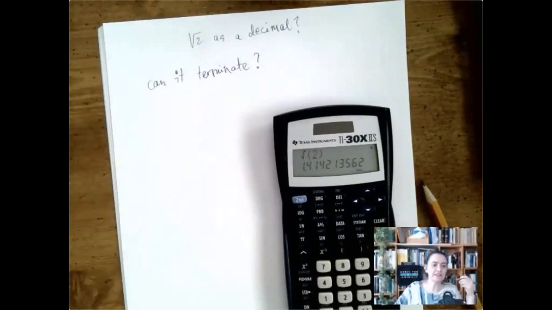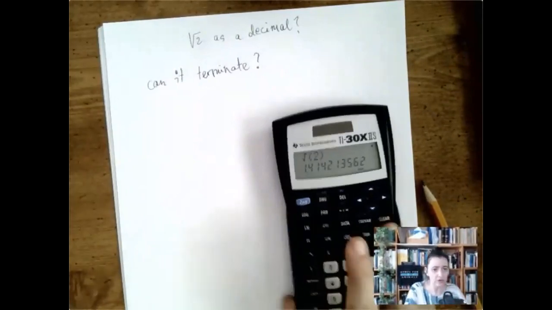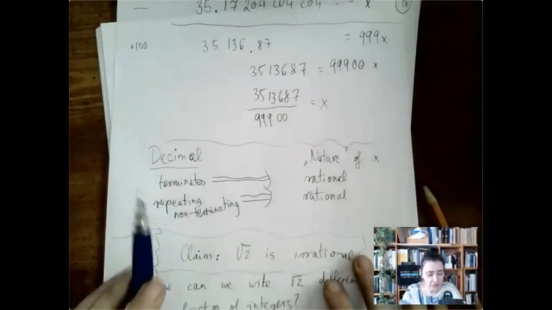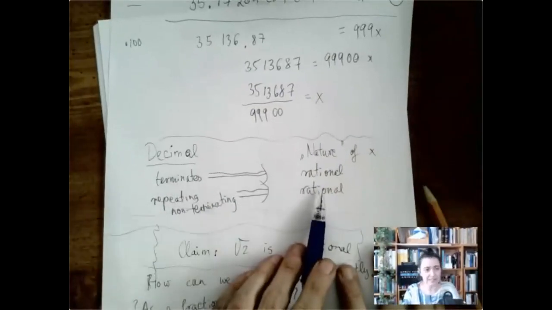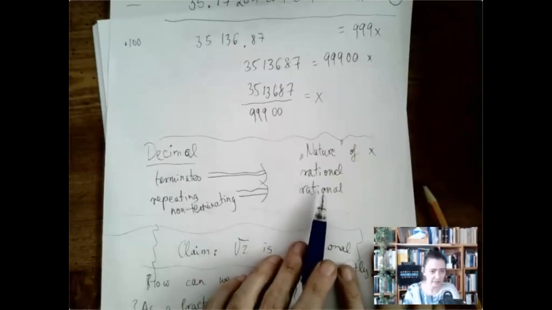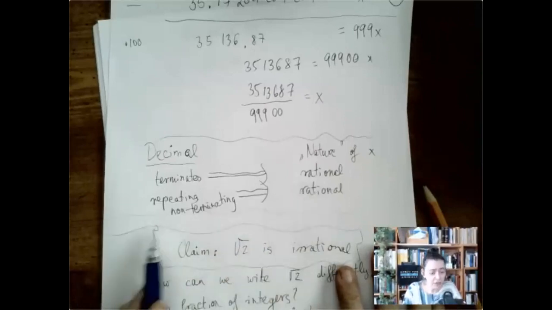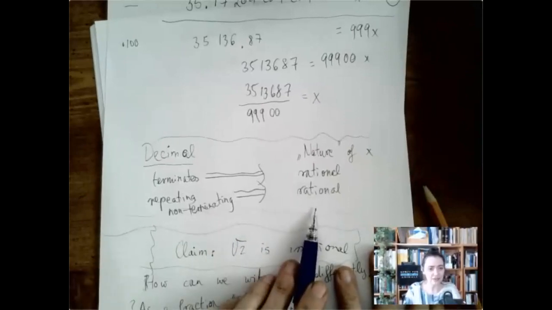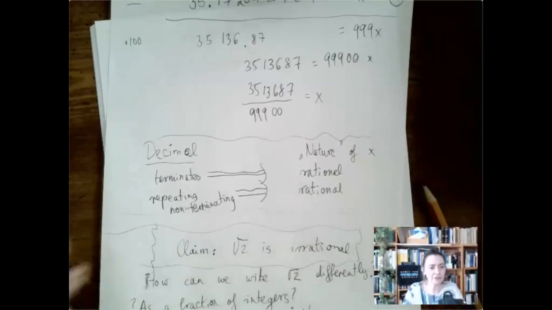So if we write down square root of 2 as a decimal, can it terminate? And the answer is no. For the same reason, because terminating decimals always represent rational numbers, and we agreed for today, we're going to believe that square root of 2 is not rational. Can it repeat? No, because that too makes it rational. So what is left for square root of 2?